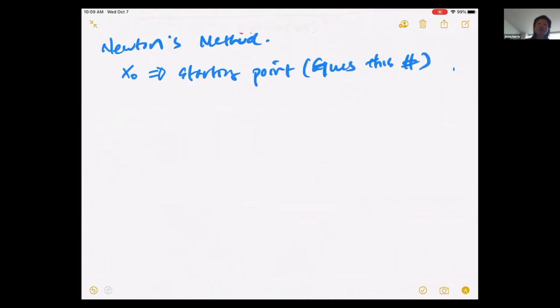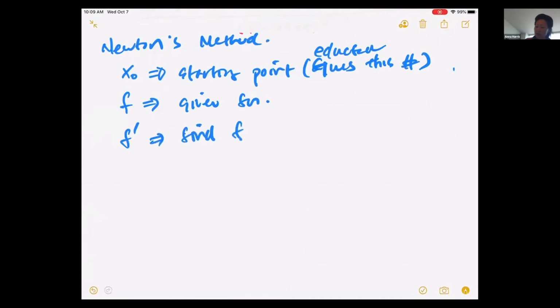All right, you just start with it. You need to make an educated guess. In other words, have a good educated guess. And we need, of course, a function. It's a given function. To use Newton's method, you have to have this. And then I have to have f prime, which you're going to find from f.